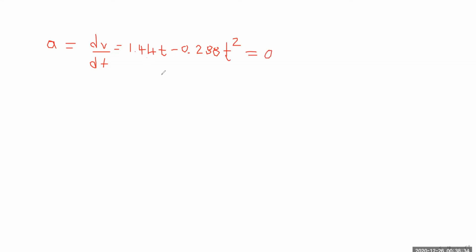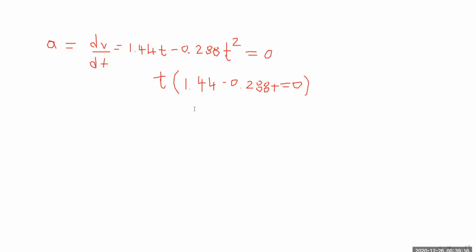So now this is what we're solving. So we can factor out t. Factoring out t, we're solving 1.44 minus 0.288t is equal to 0. So solving this, we're going to get two possibilities.